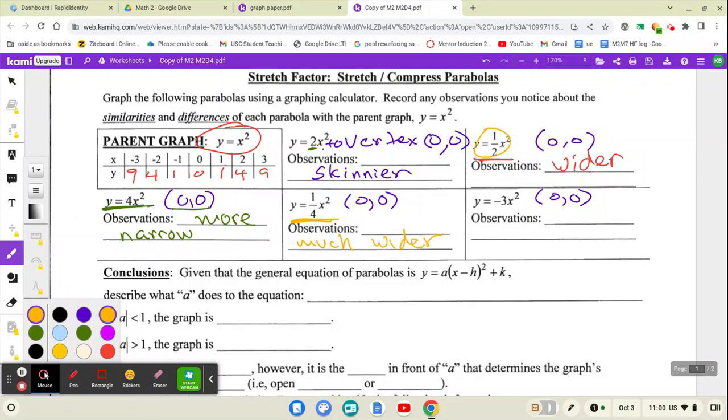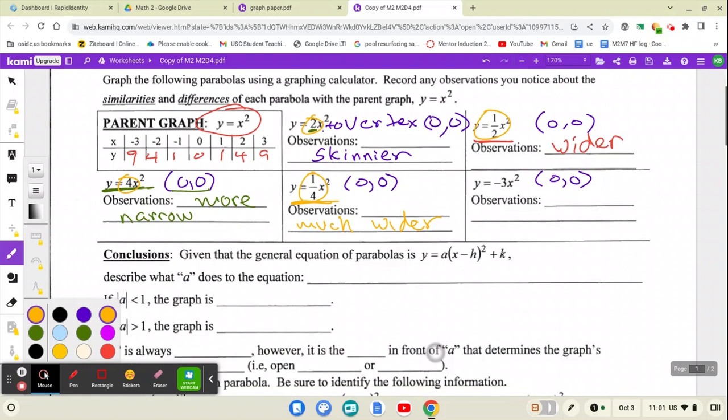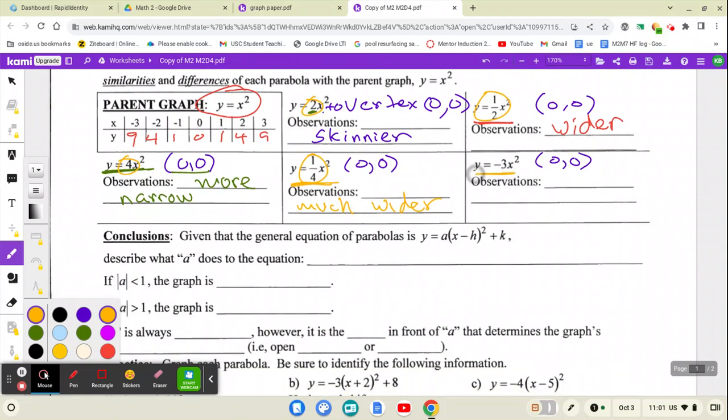So the 1/2 was wide. The 1/4 is even wider. Just like the 2 was skinny, but 4 was even skinnier or more narrow. The correct terms, by the way, for that is not skinny. For skinny, we're going to say stretched. And for wider, we're going to say compressed. If you could see me right now, I'll use my arms to demonstrate why it's stretched and compressed. In a minute, we're going to come back to this one.